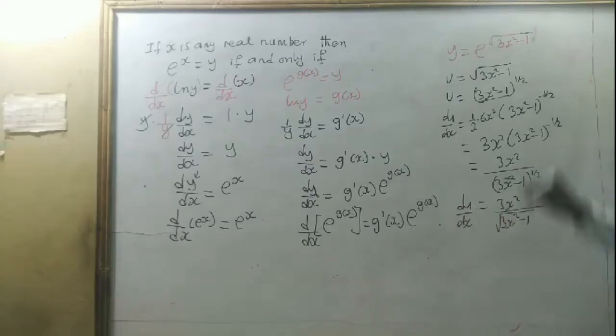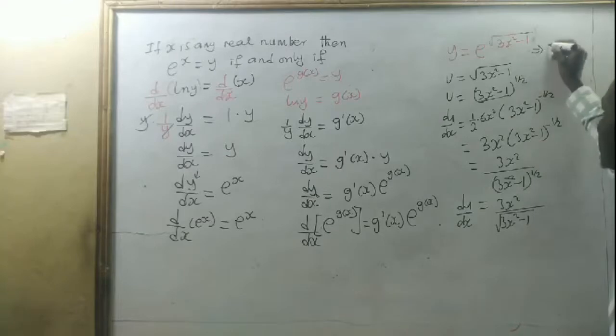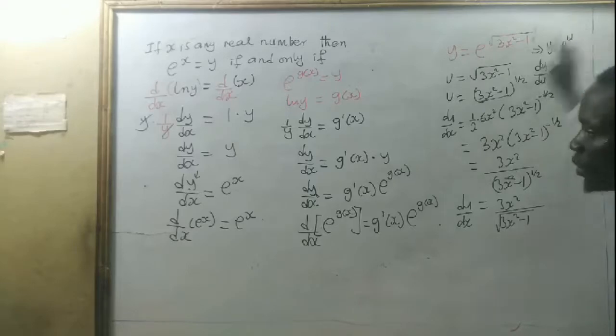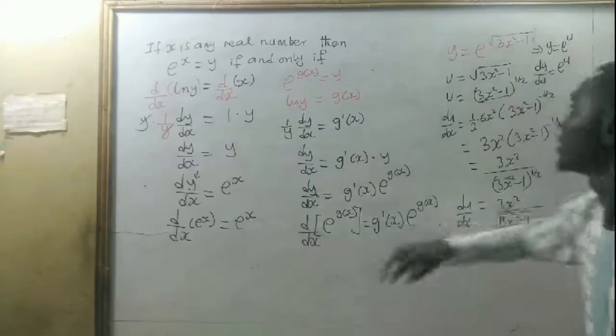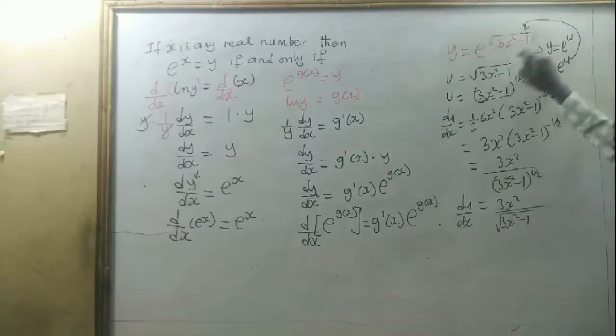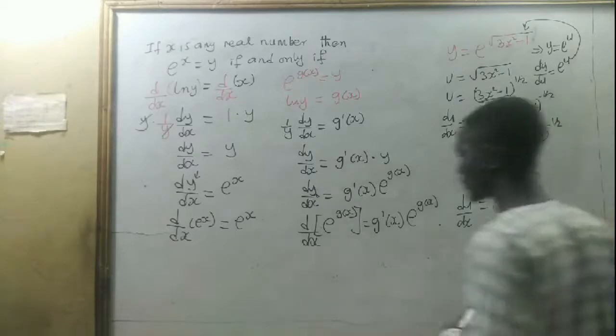Now, here this implies that y is equal to e to the power u, and dy on du is the same e to the power u. Or if we differentiate e to the power x, we get the same e to the power x. If we differentiate e to the power u, we get the same e to the power u. And what is u? This u is the square root of 3x squared minus 1.